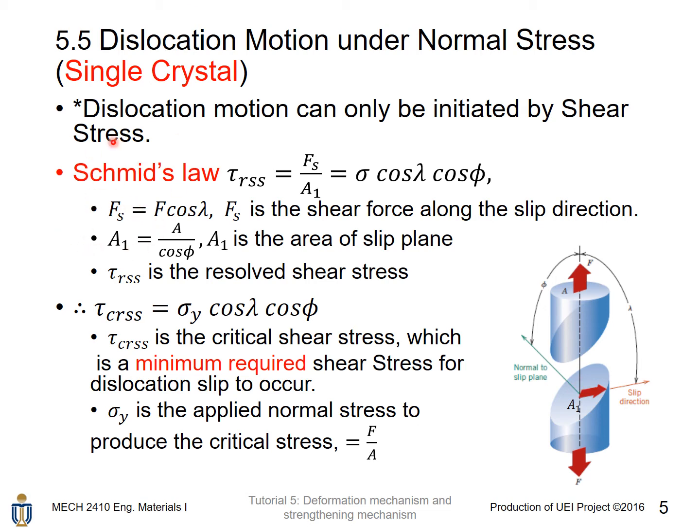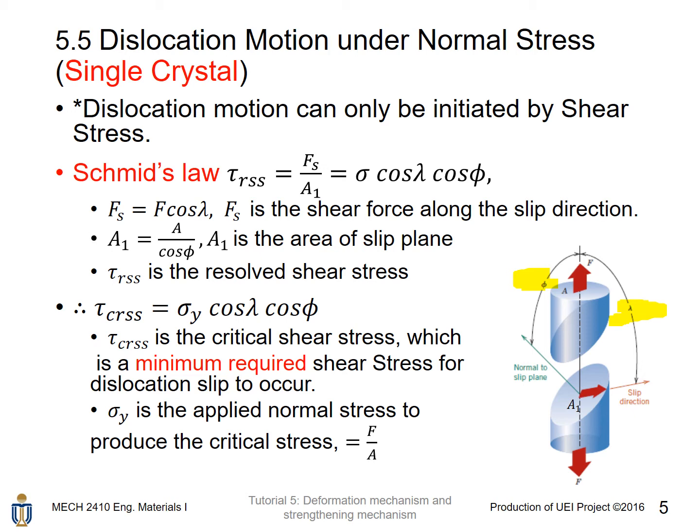Fs, the shear stress along this plane, is basically equal to F cosine this term, which is this angle here, and this is quite straightforward. And Fs is the shear force along the slip direction. A1 is different from the normal cross section A, and you need to multiply by a term which is related to this angle. A1 is the area of the slip plane, and A is the area of the normal cross section.